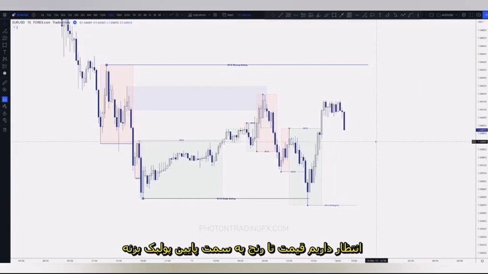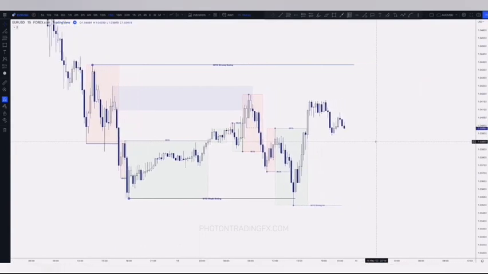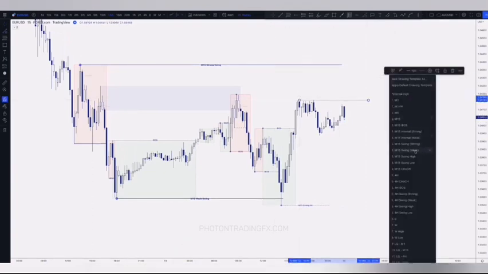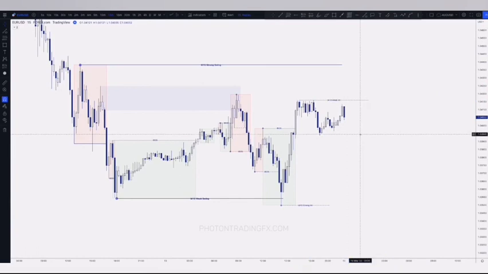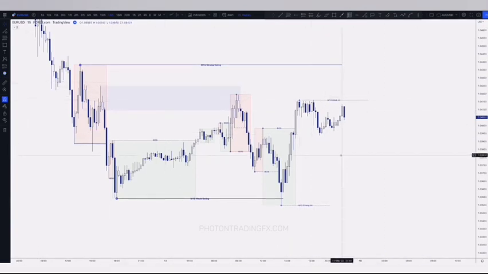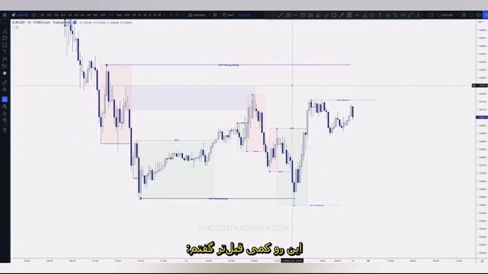So expect price to potentially pull back down into the range. Okay, so this is our weak internal high. Cool, and then let's put our little dot on there. So this is what I was saying earlier.